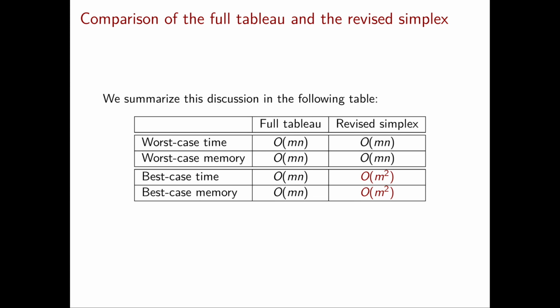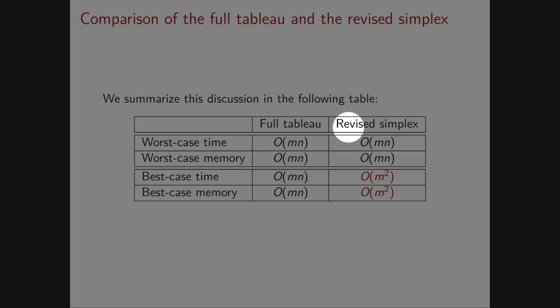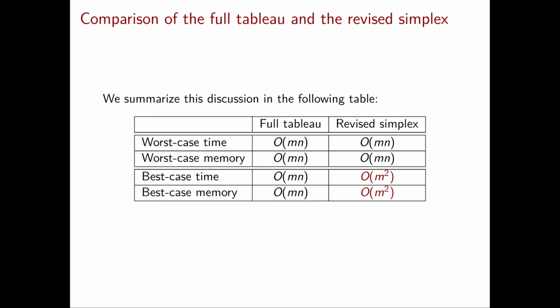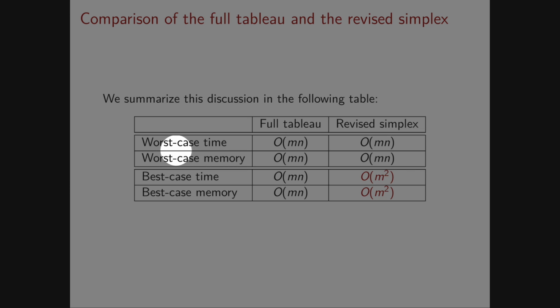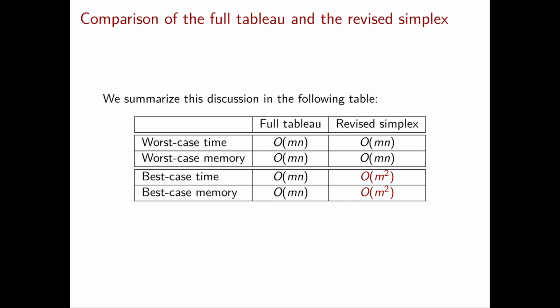In these last few slides, we discussed many things about time and memory requirements of both the full tableau and the revised simplex. So let's just summarize them in this table. In this column, we have the full tableau, and in this other column, we have the revised simplex. Then we consider worst case and best case, time and memory. Now for the full tableau, everything is big O of mn, both the number of operations per iteration and the memory requirement, and it doesn't matter if we're considering the worst case or best case.